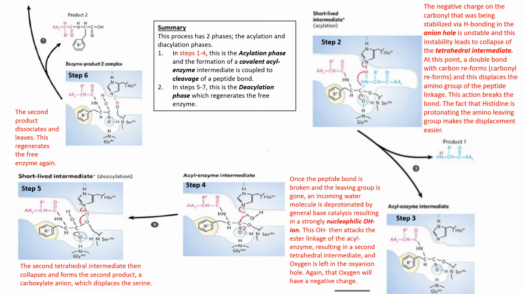Okay, so this is step 2. The negative charge on the carbonyl that was being stabilized via hydrogen bonding in the oxyanion hole is unstable, and this instability leads to collapse of the tetrahedral intermediate. At this point, a double bond with carbon reforms. So your carbonyl reforms, and this displaces the amino group of the peptide linkage. That's this guy right here.